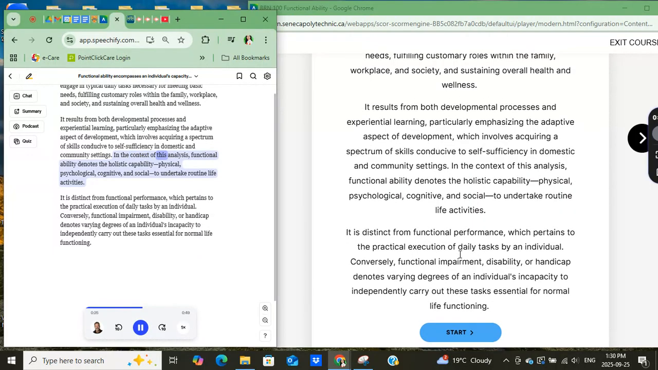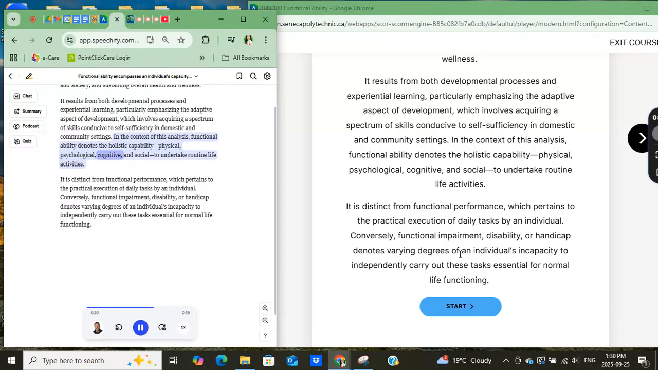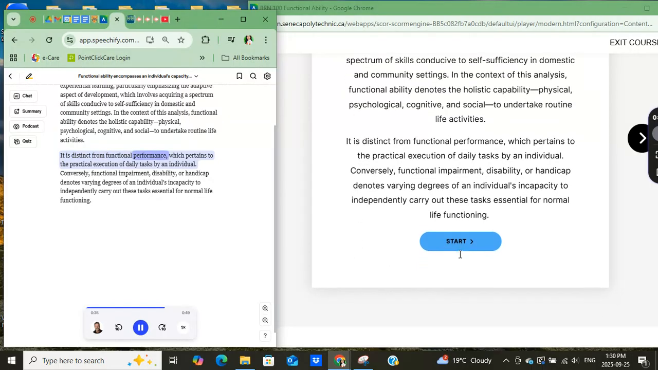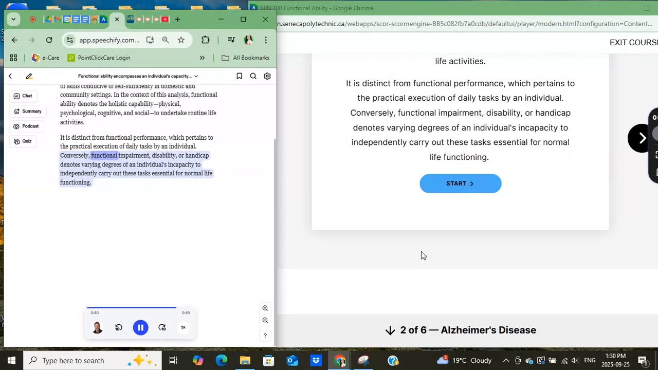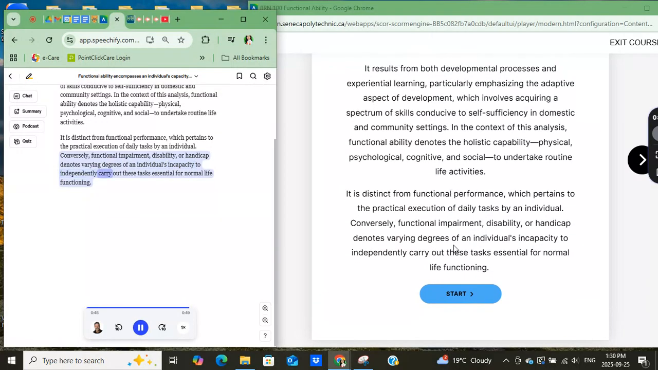In the context of this analysis, functional ability denotes the holistic capability, physical, psychological, cognitive, and social, to undertake routine life activities. It is distinct from functional performance, which pertains to the practical execution of daily tasks by an individual. Conversely, functional impairment, disability, or handicap denotes varying degrees of an individual's incapacity to independently carry out these tasks essential for normal life functioning.